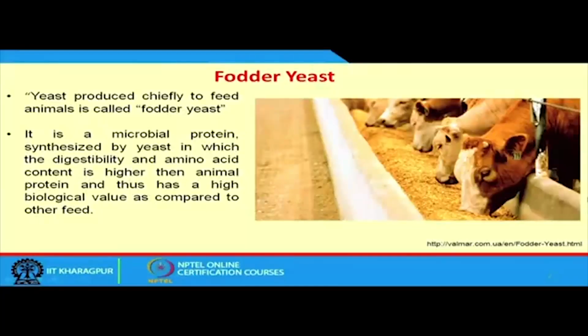Now today I want to discuss fodder yeast production. Fodder yeast is basically produced by using another kind of yeast, which we call Torula utilis. The yeast that is produced cheaply to feed animals is called fodder yeast. This has good nutritional value.